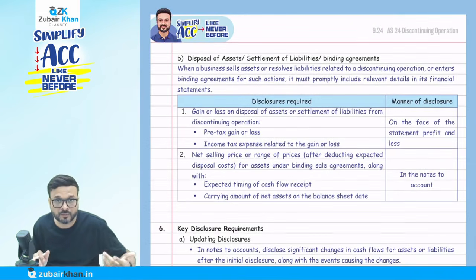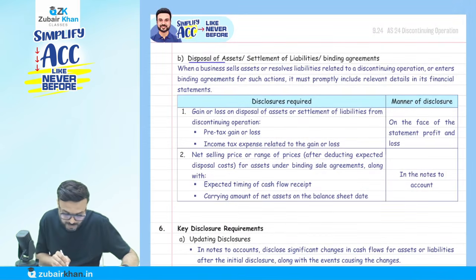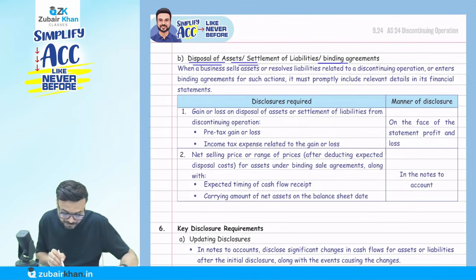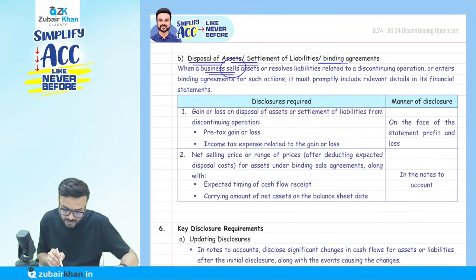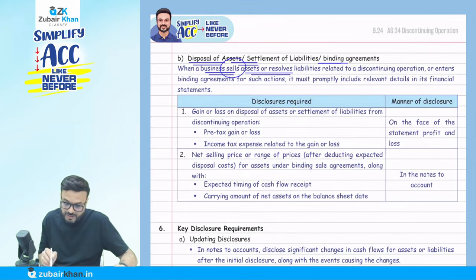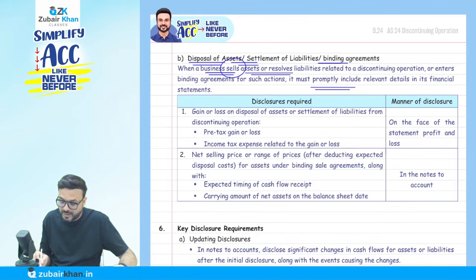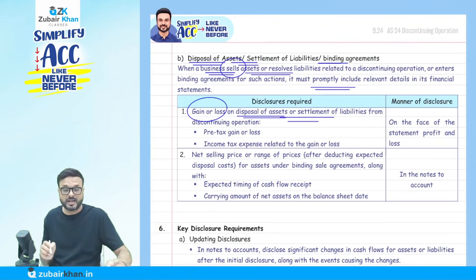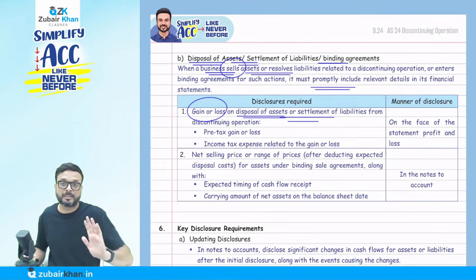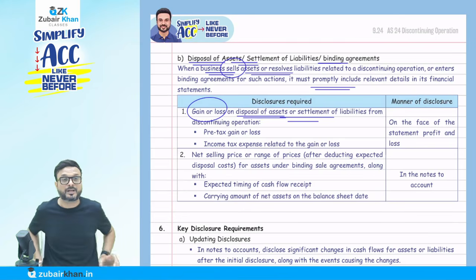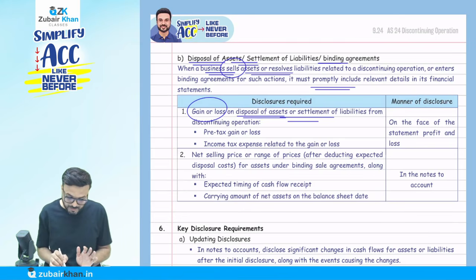Now, one more thing they say: disposal of asset or settlement of liability, binding sale agreement. So we have not yet sold it. They say when a business sells an asset or resolves a liability relating to the discontinuing operation, or enters a binding agreement for such, it must promptly include the relevant details in the financial statements. They have gain or loss on disposal of asset or settlement of liability. We have sold the asset, we have settled some liability. How much profit or loss we have from that particular transaction, they say the pre-tax gain or loss, and the income tax on it, should be mentioned in the profit and loss account.